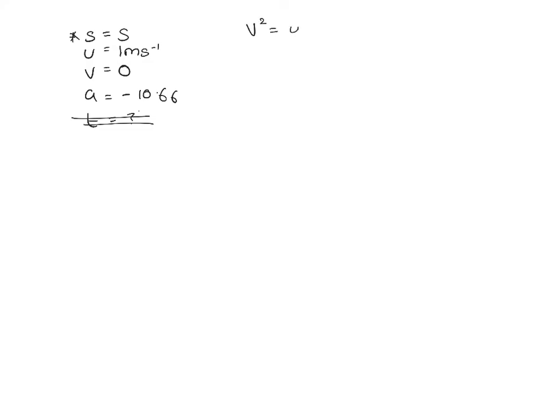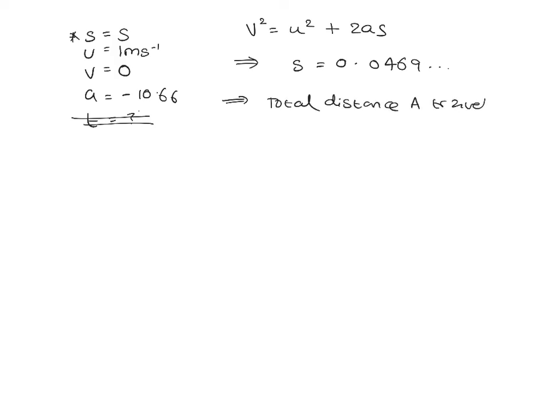V squared equals U squared plus 2AS again. Substituting in your information into this and rearranging, S equals 0.0469, which means that the total distance that A travels up the slope is equal to 1 plus this number, which is 1.05 meters to 3 significant figures.